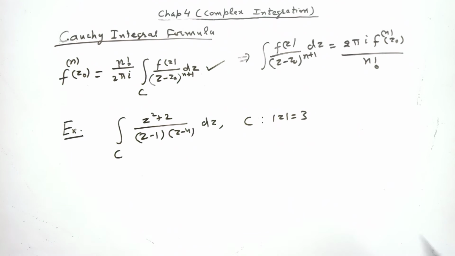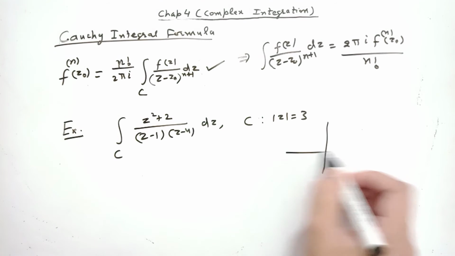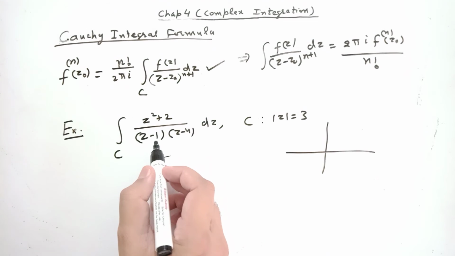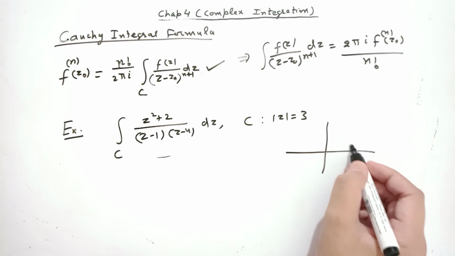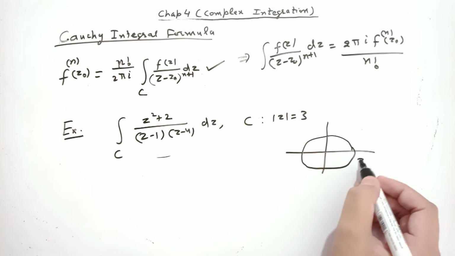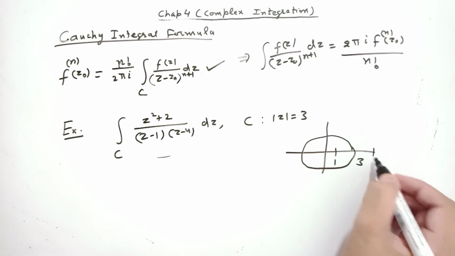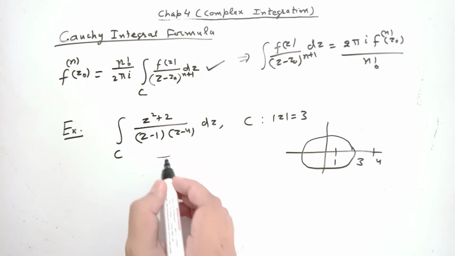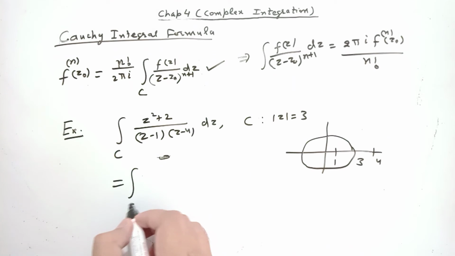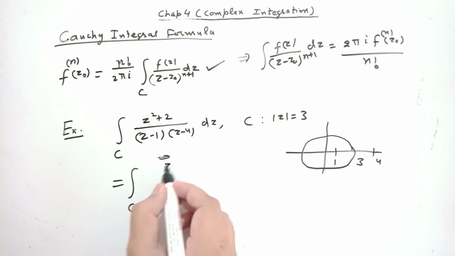Okay. So here the function has two singularities. First is 1, second is 4. And given contour is a circle of radius 3. 1 lies inside this, 4 lies outside. So how to solve this problem? I can rewrite the integrand in this form.